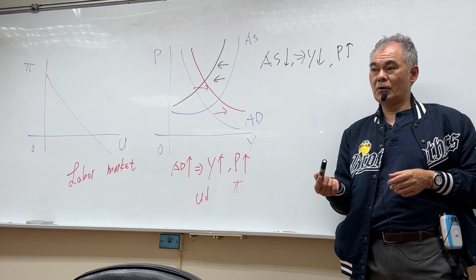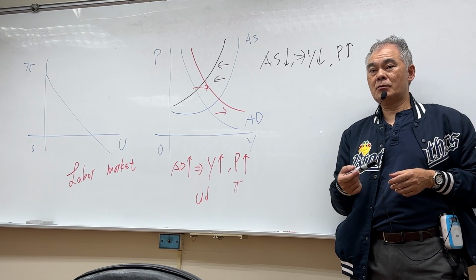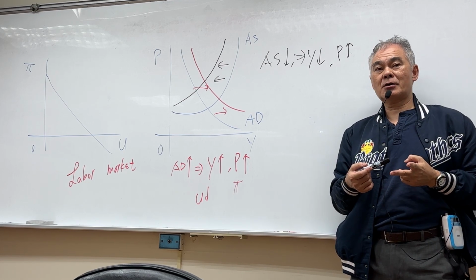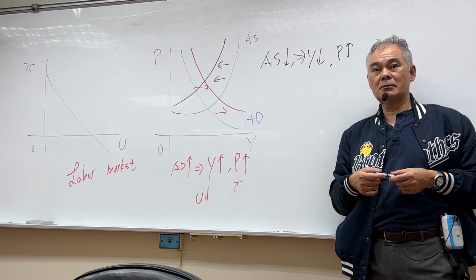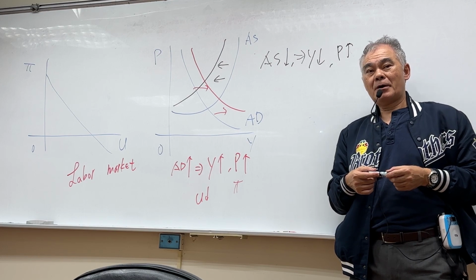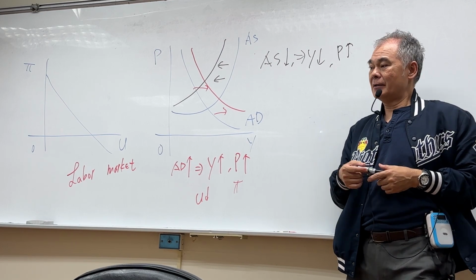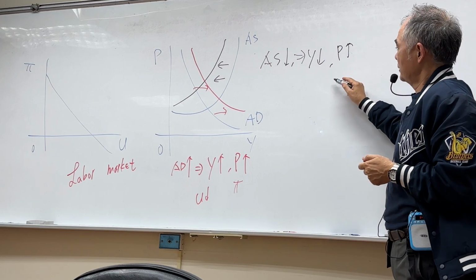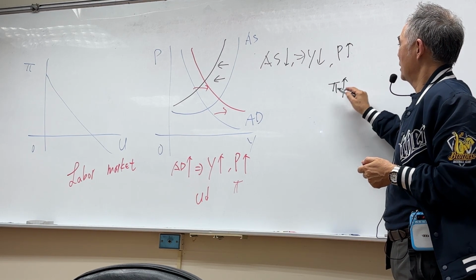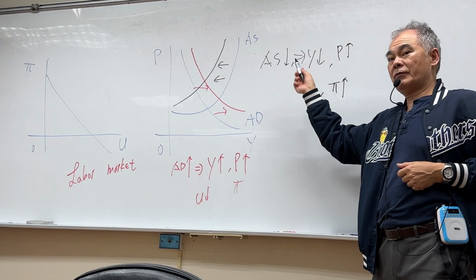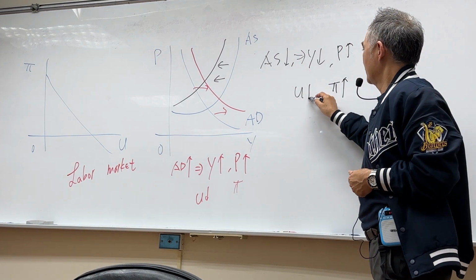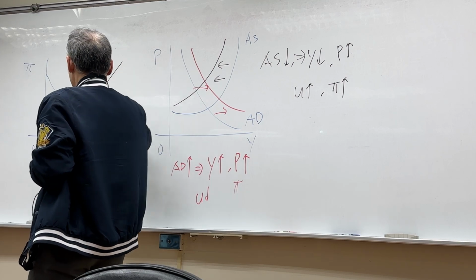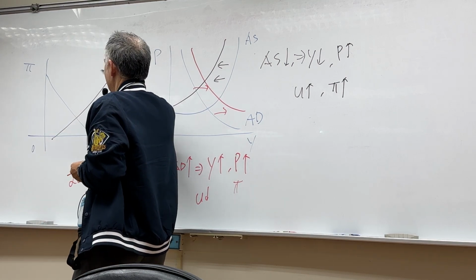In 1973, 1974, the oil price went up a lot, from $2 per barrel to $12 per barrel. So the price is extremely high. In this case, what happened? Price level goes up, pi goes up, and production level goes down, unemployment goes up. So the Phillips curve actually looks like that in the 1970s.